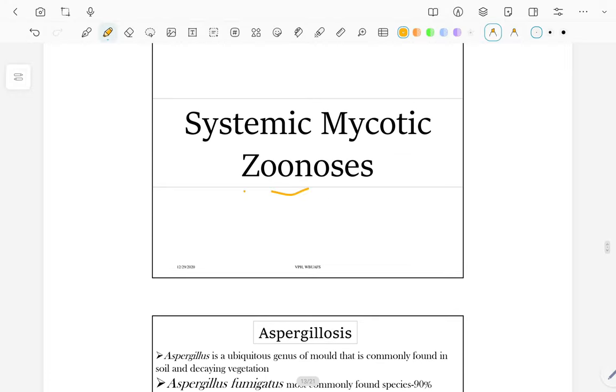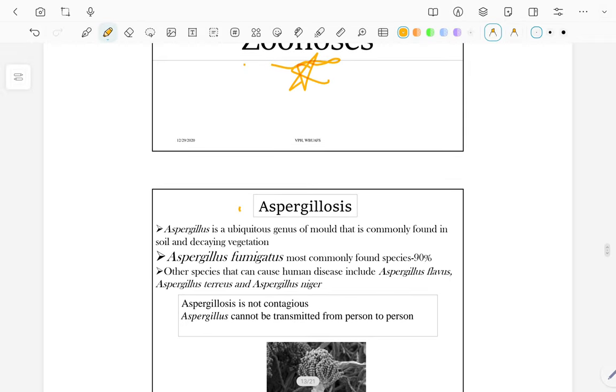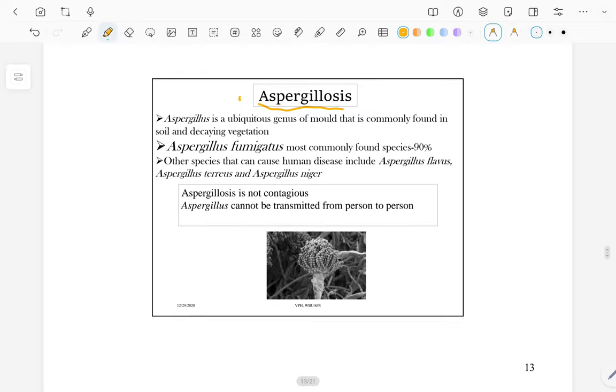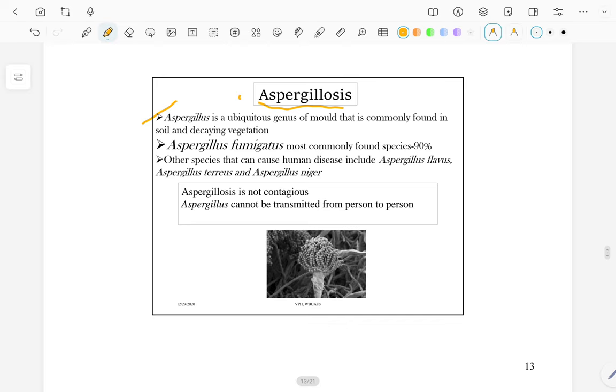Systemic mycotic zoonoses. Aspergillosis. Aspergillus is a ubiquitous genus of mold commonly found in soil and decaying vegetation. Aspergillus fumigatus is the most commonly found species, 90%. Other species that can cause human disease include Aspergillus flavus, Aspergillus terreus, and Aspergillus niger. Aspergillosis is not contagious; it cannot be transmitted from person to person.